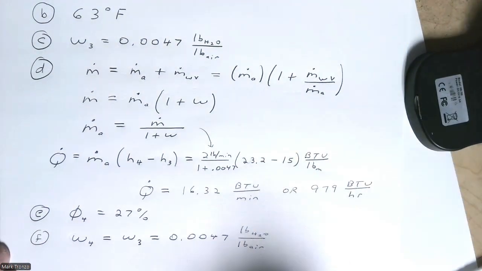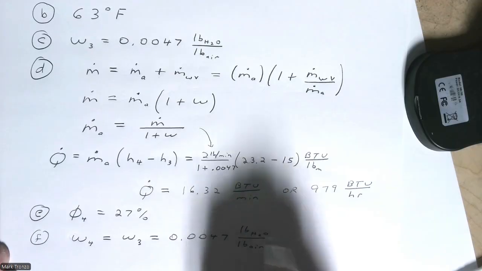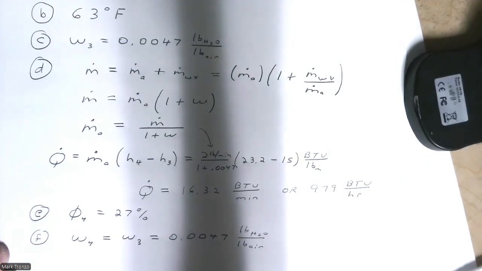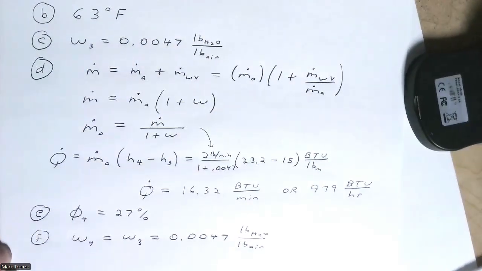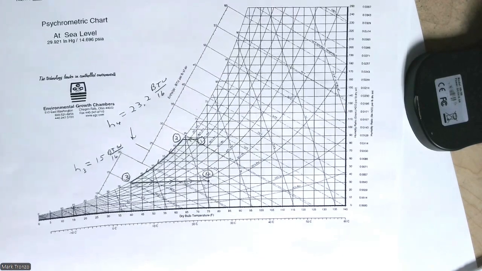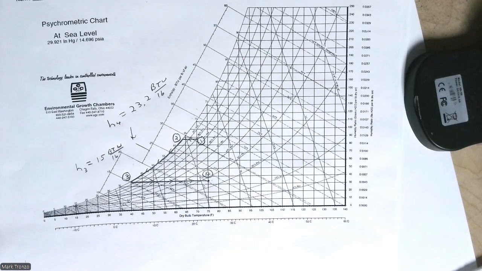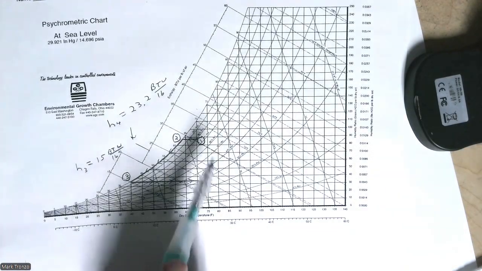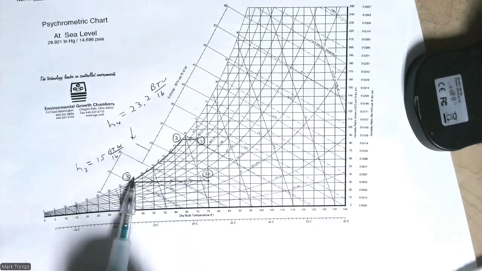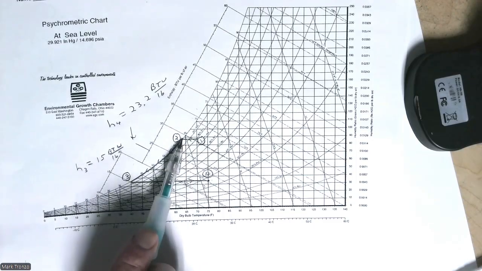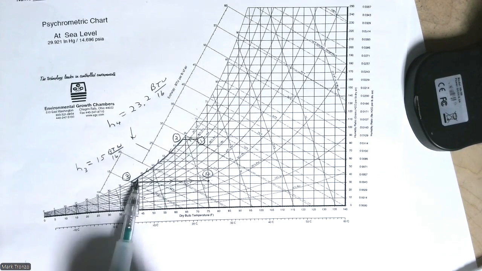So there's all of our answers. And again, there's the whole process on the chart. Cold, cold, heated. All along this region here, moisture is dropping out because we're at the saturation line.